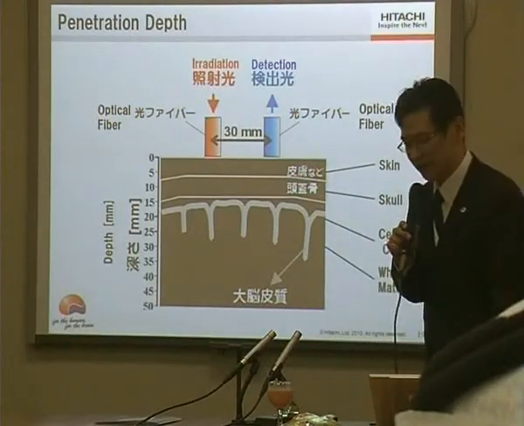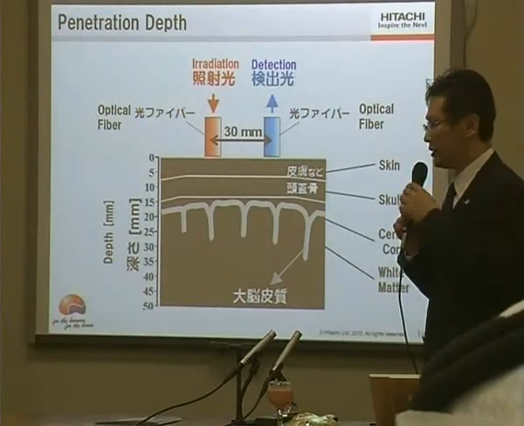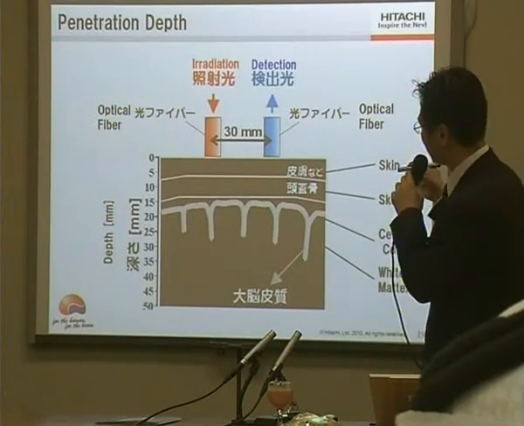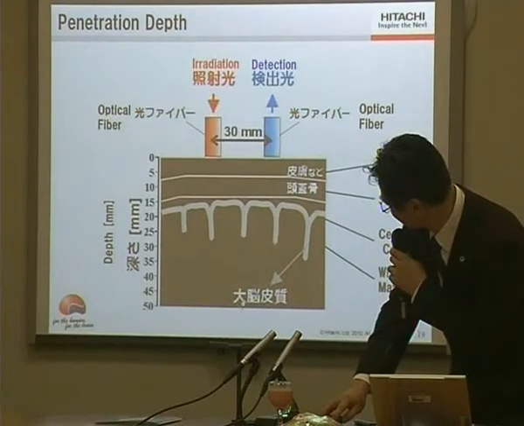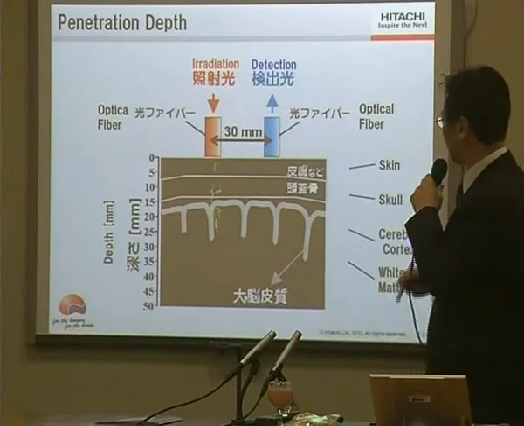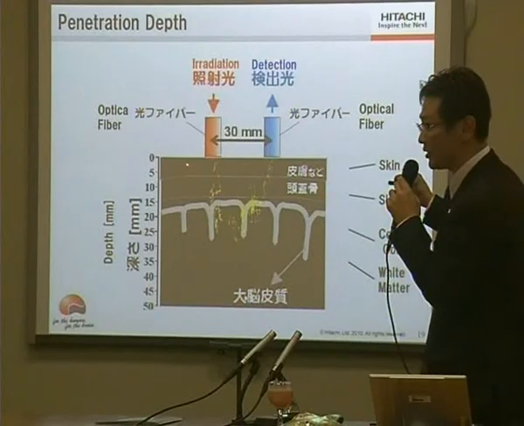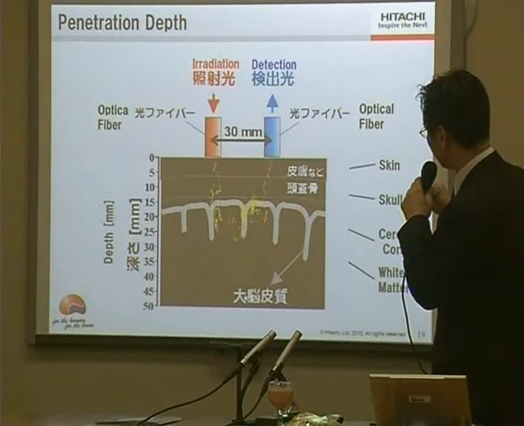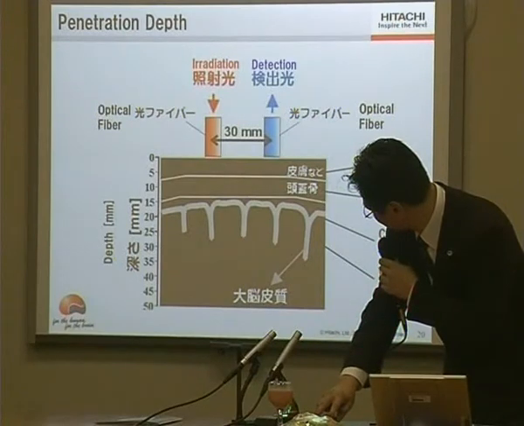Now, before development of the optical topography system, we calculated how the photon can penetrate from the skin to the brain. This is one example of the photon path from the irradiator to the detector. So you can see the photon can reach the surface of the brain. I will show again, like that.